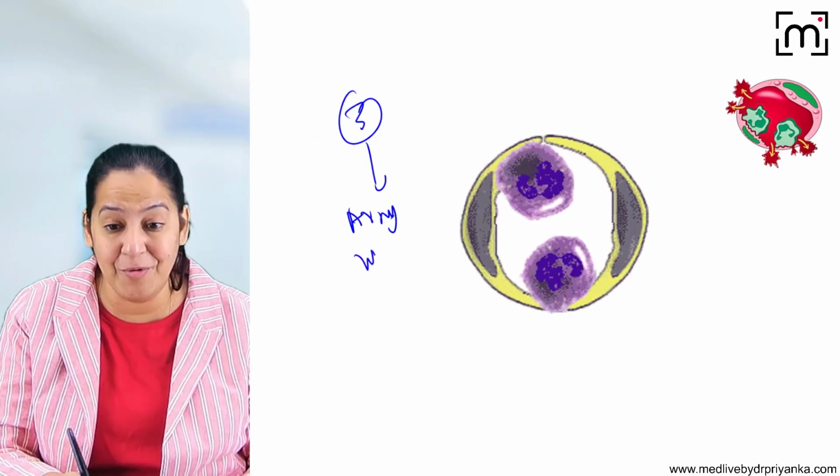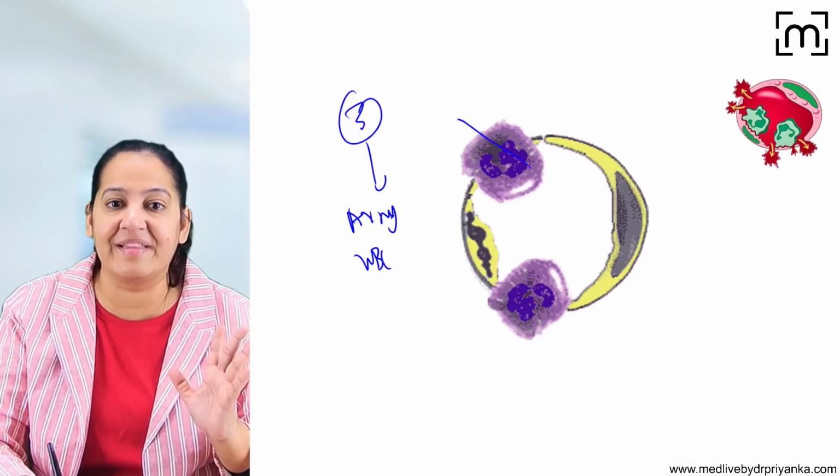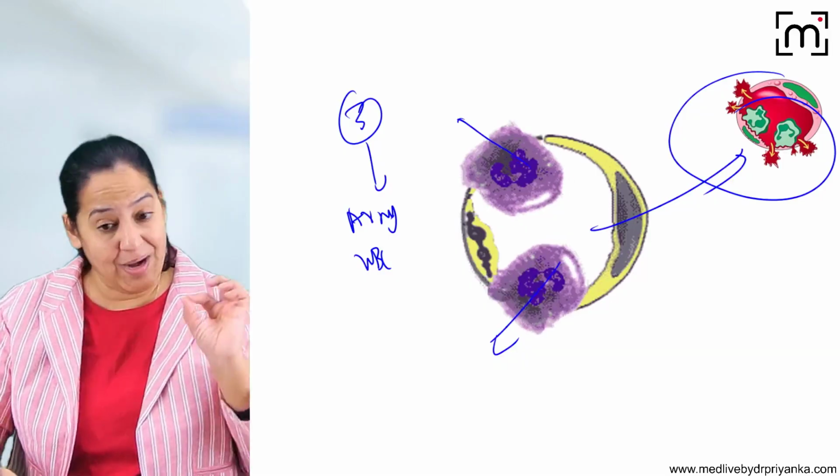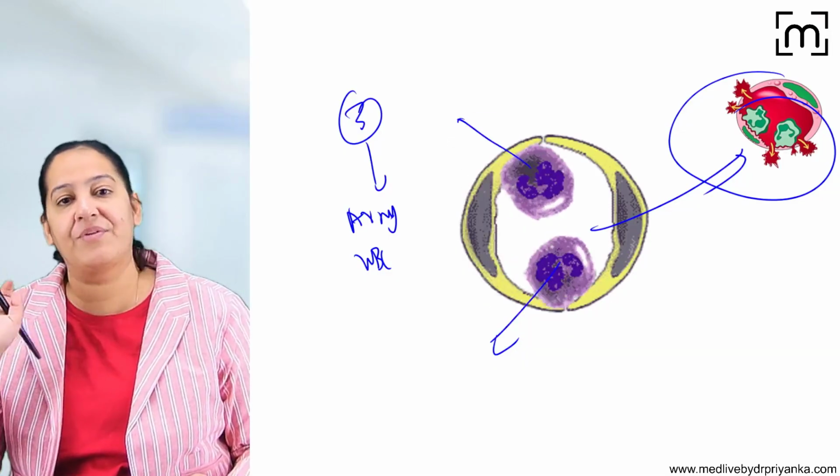Who is the army? WBC. See, the WBC is coming and creating the gap. Have a look here. We try to draw this diagram. So at the junction as well as non-junction, the gap is created by the WBC.